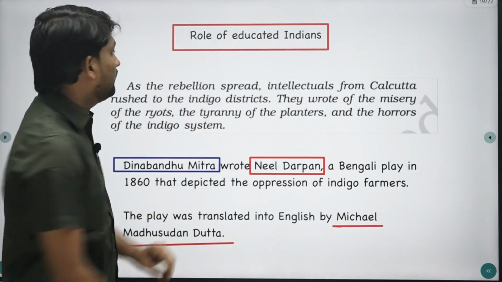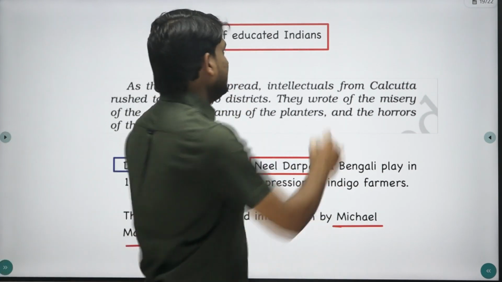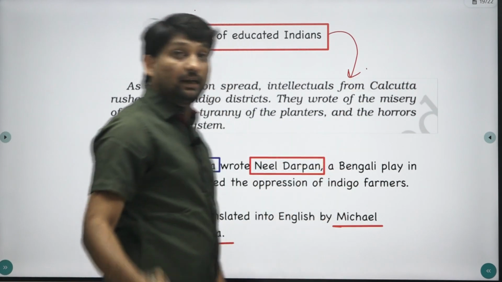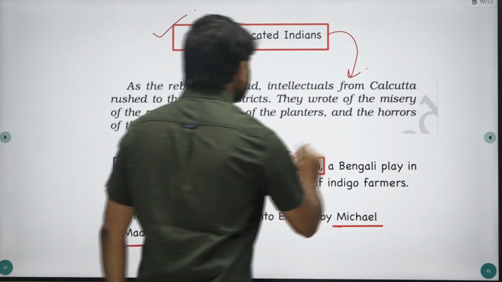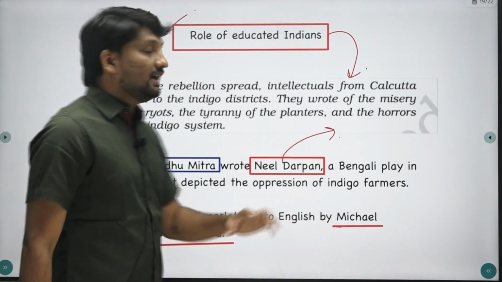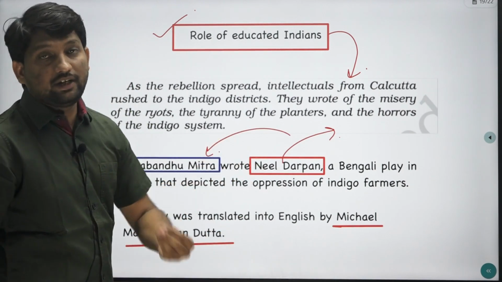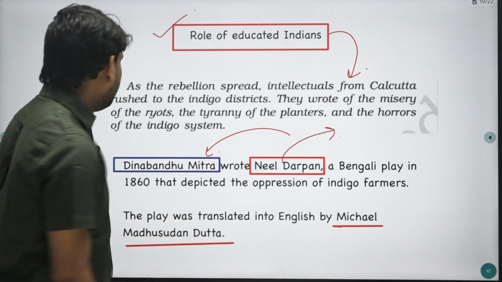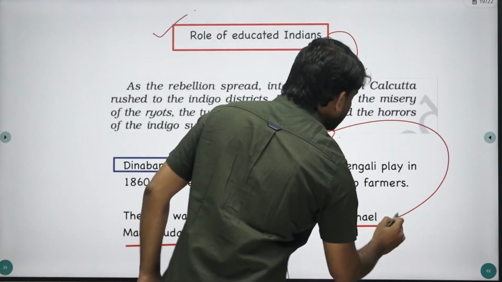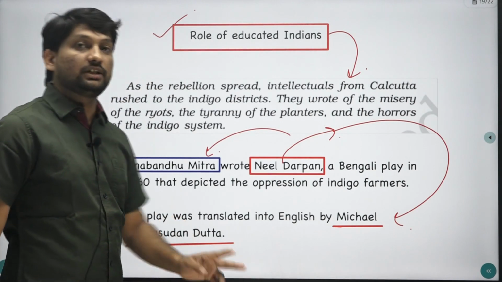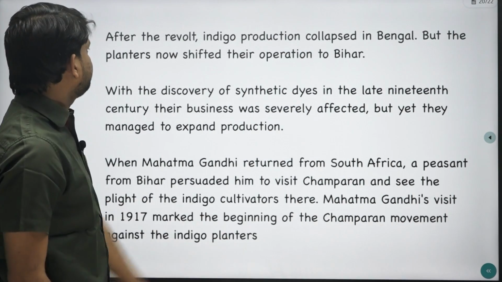If you see the role of educated Indians during this time, educated Indians from Bengal also supported this Blue Rebellion or Nil Bidroh. If you particularly see Nil Darpan, it is a Bengali play written by Dinabandhu Mitra. It was also based on this Indigo Rebellion or Blue Rebellion. This play, Nil Darpan, was translated into English by Michael Madhusudan Dutt. You have to remember both of these facts. These are not given in the NCERT.